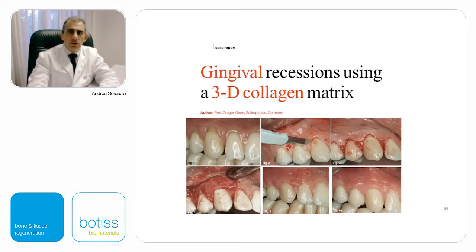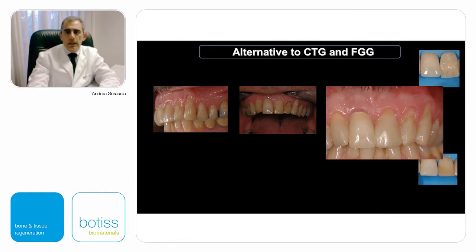Other case reports also show increased coverage of gingival recessions. And based on these evaluations, I began to treat patients using Mucoderm instead of autogenous graft. For example, in this clinical case, a 50-year-old patient came to my attention for his compromised situation from a reconstructive and gingival point of view.